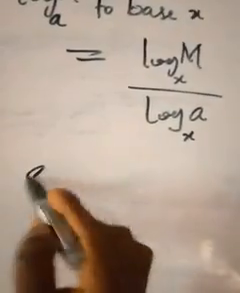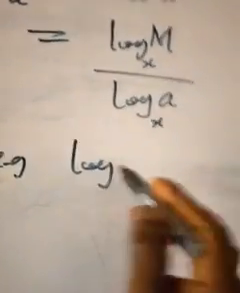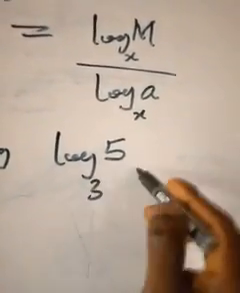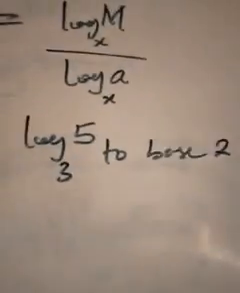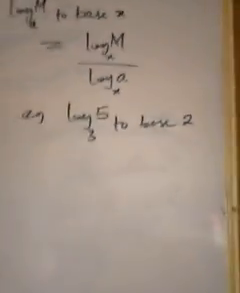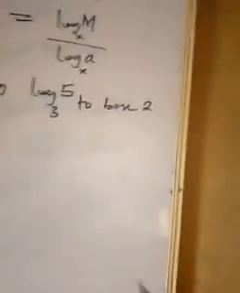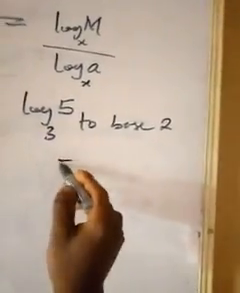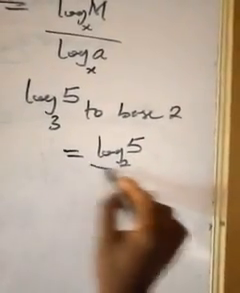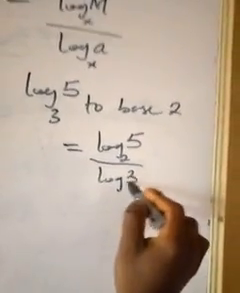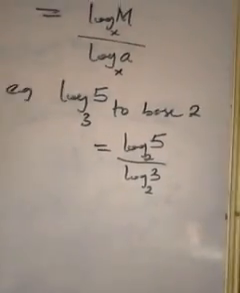Let's take for example, we have log 5 base 3 to base 2. If you are converting log 5 base 3 to base 2, that will give us log 5 base 2 divided by log 3 base 2. That is how to convert it.